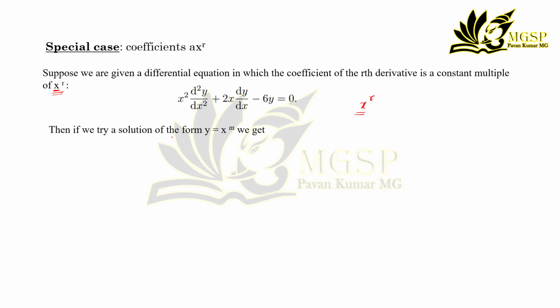We try to form a solution of this form: y is equal to x power m. In the place of r, I have written m. Now differentiate this with respect to x one time, so we get dy by dx equals m into x power m minus 1. Differentiating again, d square y by dx square is equal to m into m minus 1 into x power m minus 2. Now substitute these values in equation 1.